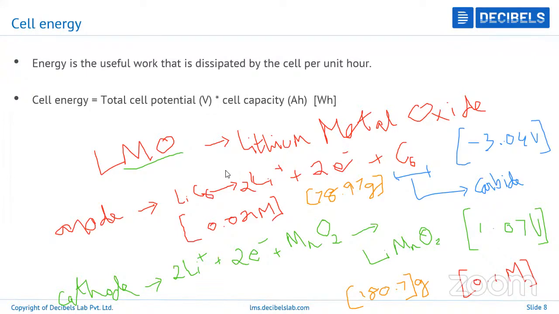So can you repeat the cathode and anode molar concentration? Yeah, the values are right here. This is for the anode. Let me just highlight that. This is for the anode, and this is for the cathode.